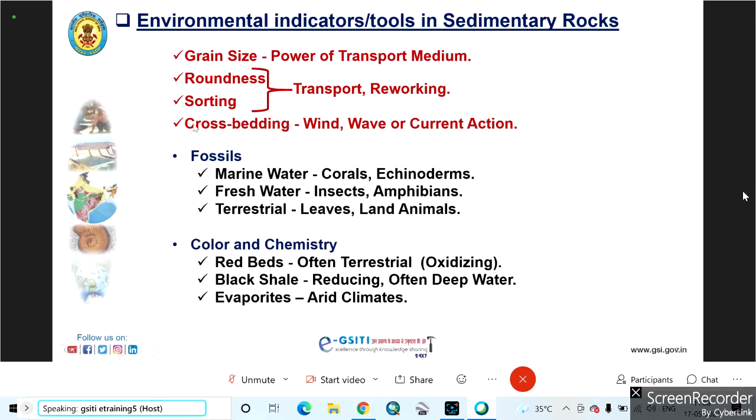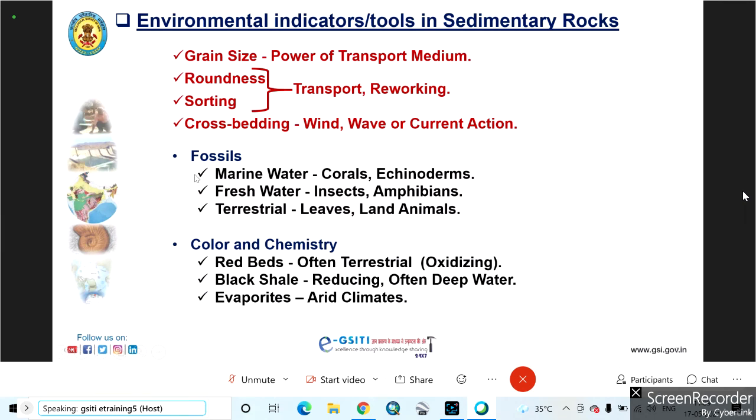Then the next point is cross bedding, which is a primary sedimentary structure. It is also very helpful in defining the paleo-depositional environment through determining the paleocurrent and other parameters, which will again be described in detail during the lecture on sedimentary structures.